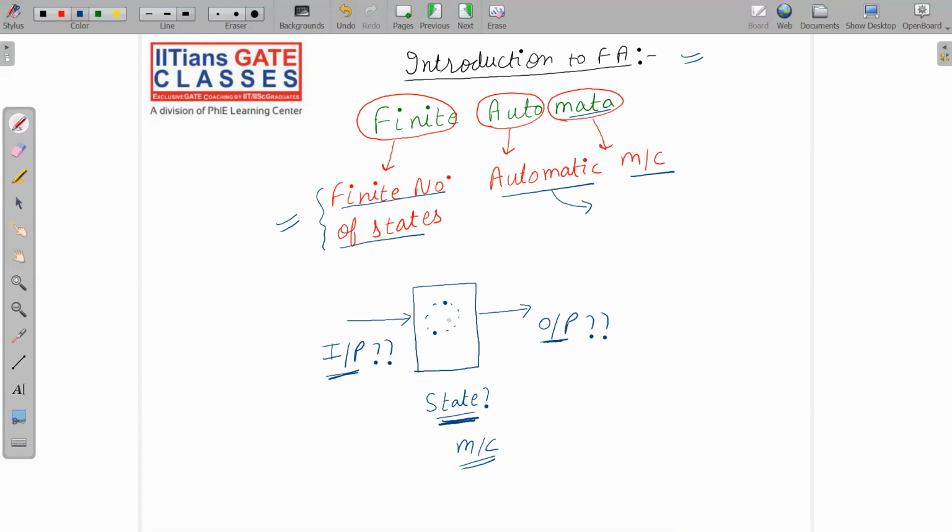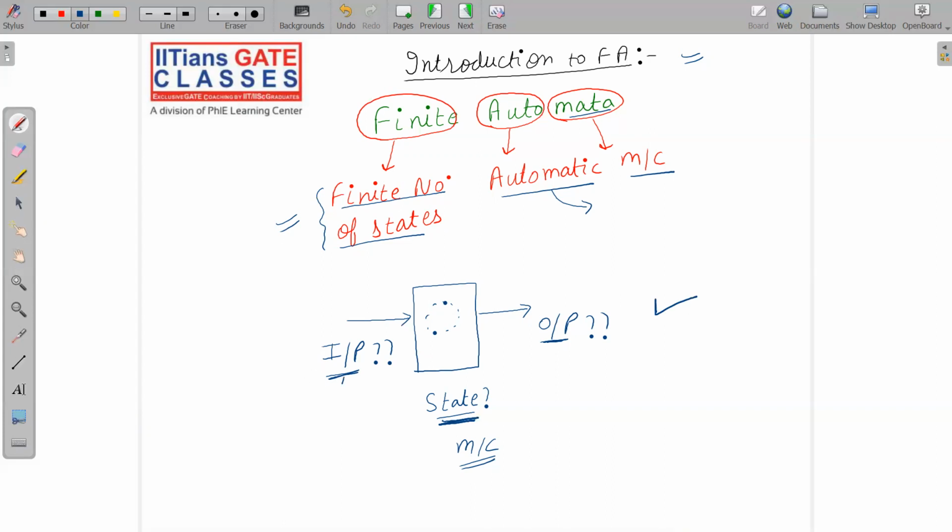Similarly here also we have many states. I will give you a rough idea about states after a few slides. You can think of states like levels: level 1, level 2, level 3, and so on. Like this you can have an intuitive idea about states. So this is a basic introduction to FA.